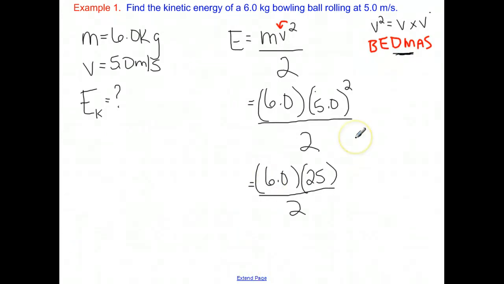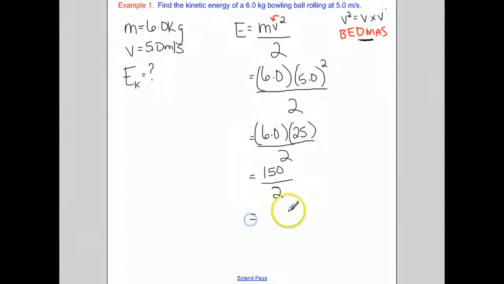So 6 times 25 equals 150. So I simplified the top first, divided by 2, and we end up with 75. And it's joules because we're solving for kinetic energy, and we end up with 75 joules of kinetic energy.